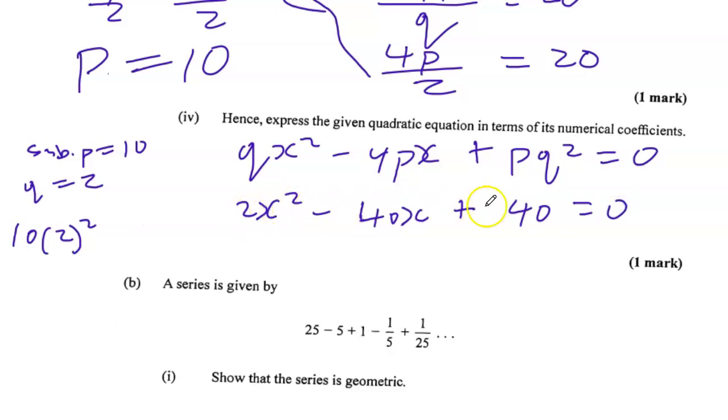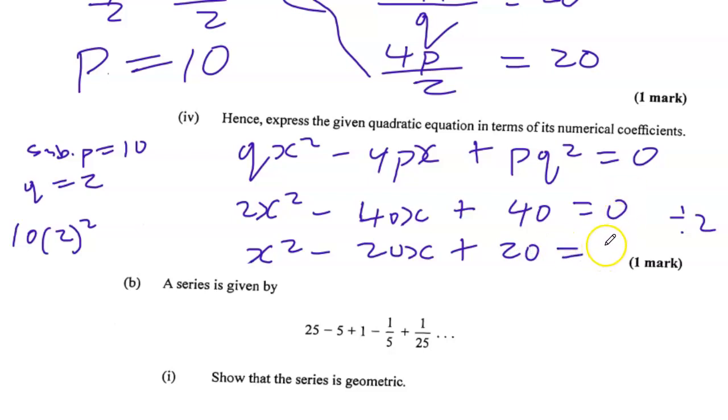And if we notice, all the numbers here are even. So we can divide the entire equation by 2. So divide 2x squared by 2, we have x squared. Divide 40x by 2, 20x. Divide 40 by 2, 20. And 0 divided by 2, that's 0. So that would be our quadratic.